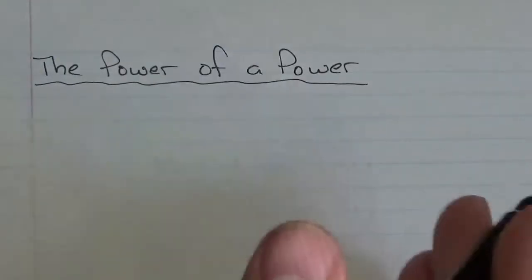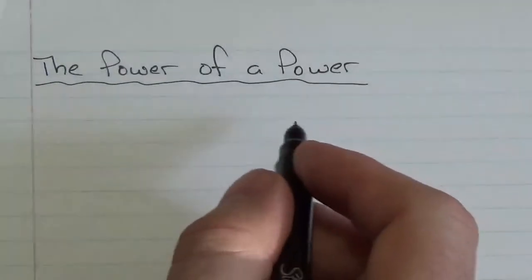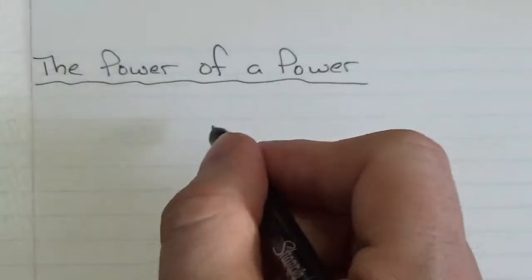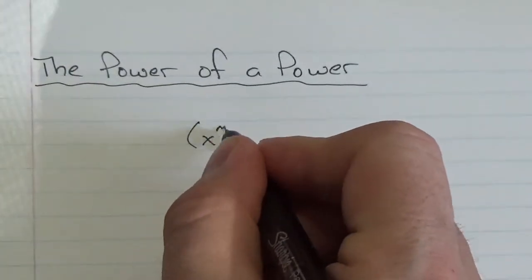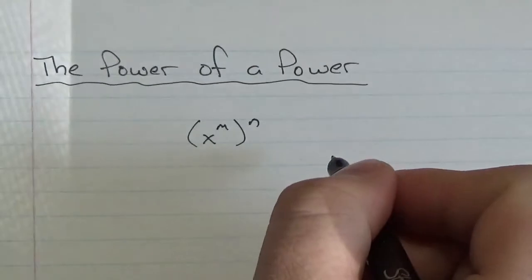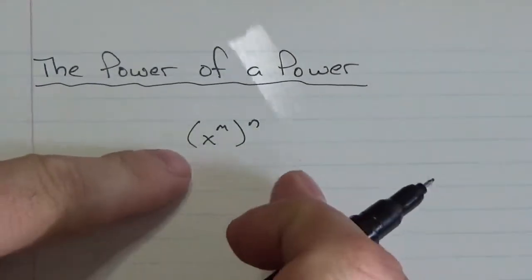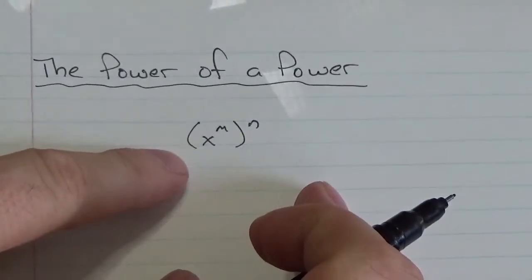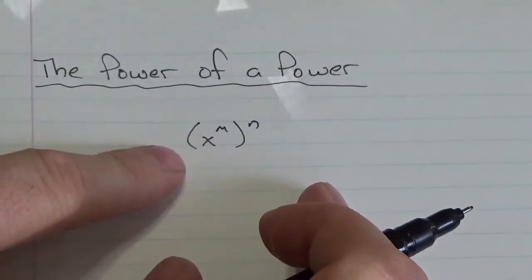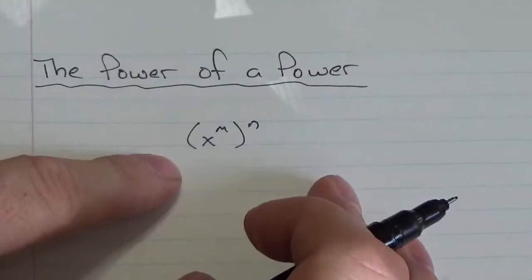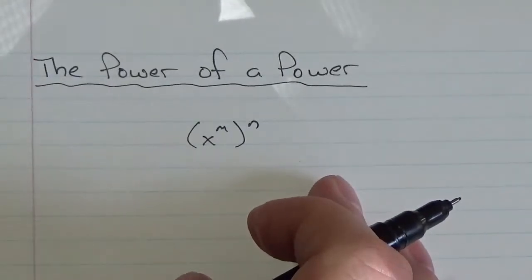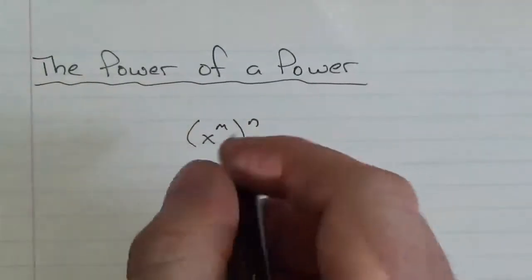Okay, hi everybody. So now I want to take a look at the power of a power rule here. So if I've got x to the m to the n, what do you do with that? In my videos, this is probably the rule that I get most of the questions about, because there's some misunderstanding about what that's supposed to look like. Okay, so let's just take a quick look at an example.